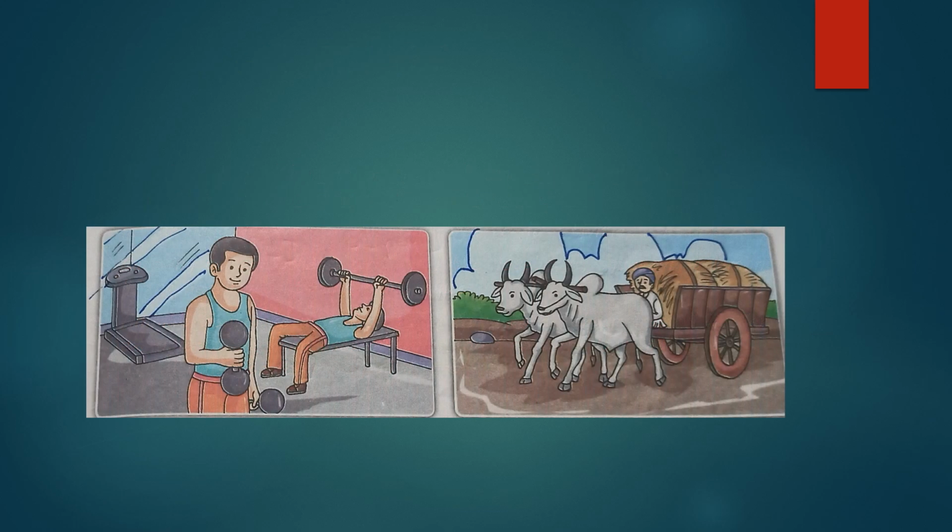Here you can see in this picture, they are working out in a gym. Okay, so then the boy is having a dumbbell. So how is he able to pick up, or lift, that dumbbell? Because of the muscle or muscular force. And in another diagram, you can see a bullock cart. So the bulls are pulling that cart with the help of their muscles.